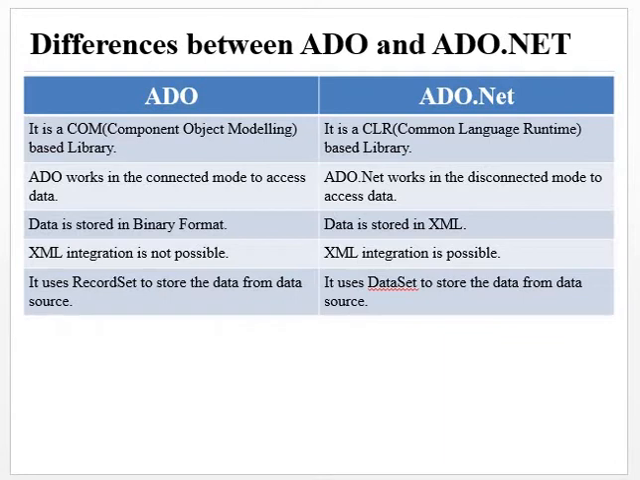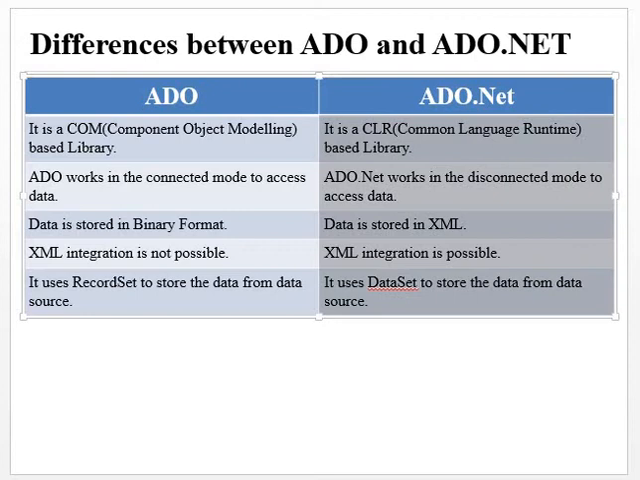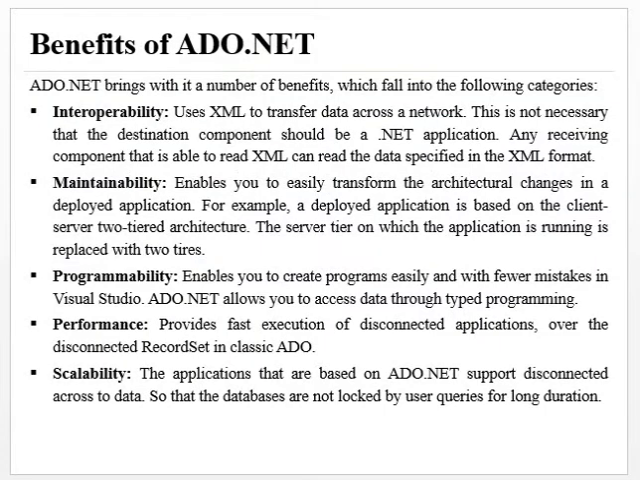Here in our application we are using ADO.NET. So these are the functionality and the way in which we are going to work when we are using a database in our application. Then the benefits of ADO.NET. ADO.NET has mainly 5 benefits and advantages, of which the first is interoperability, then maintainability, programmability, performance and scalability.